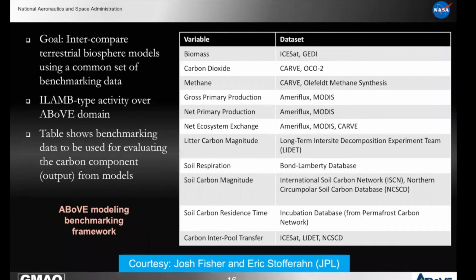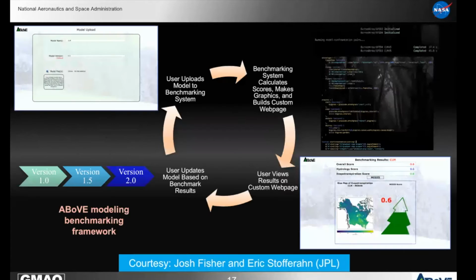And then finally, this is the model benchmarking project that is being led by Josh Fisher and Eric Stofferahn at JPL. This is essentially an ILAMB-type framework, but just looking over the ABoVE domain. As a sample, this table shows the benchmarking data that they'll be using for evaluating the carbon component, or the output we'll get from the different models that I just talked about in the previous few slides. This is a really cool project, which will give us some understanding of which models are performing well and which are not necessarily doing so well in this region.